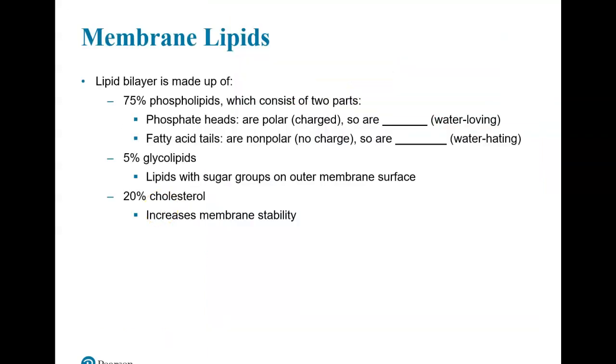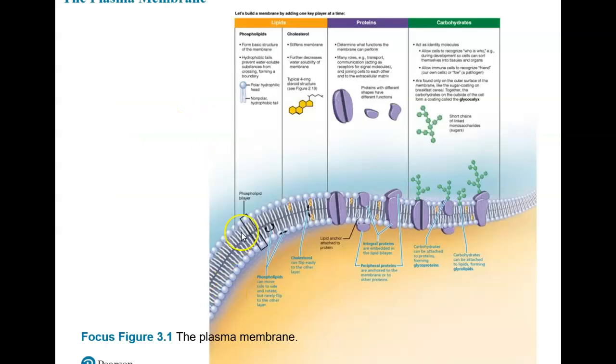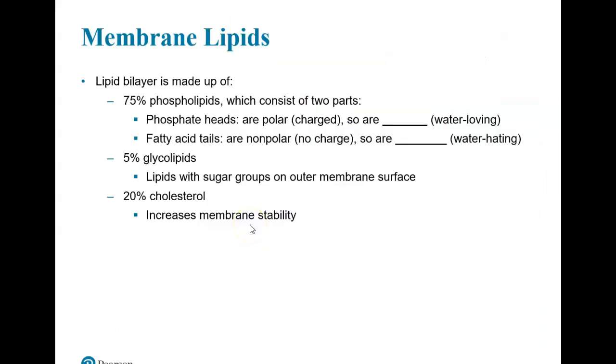For the lipid bilayer, here you can see the components of it. You don't have to really memorize these percentages. It's just to give you an idea of the abundance of each type. But it's mainly made up of the phospholipids, which are these lipids here. As you can see, they do make up most of the membrane.